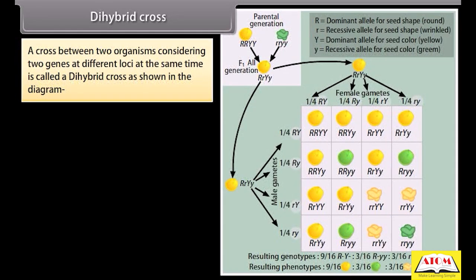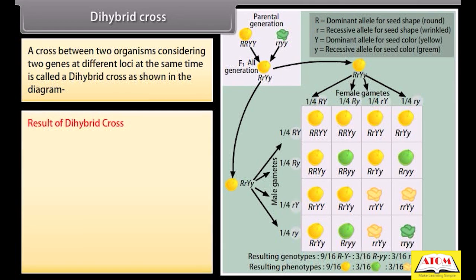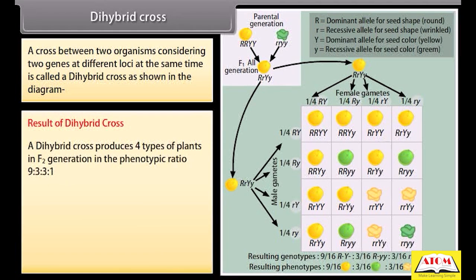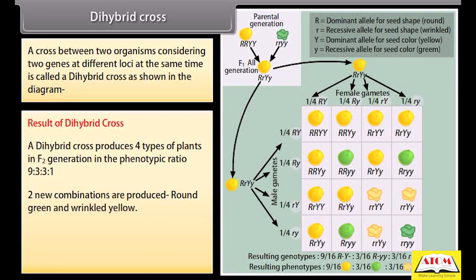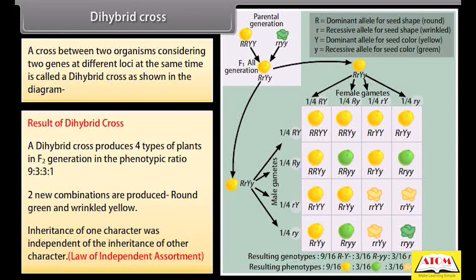Dihybrid cross. A cross between two organisms considering two genes at different loci at the same time is called a dihybrid cross as shown in the diagram. Result of dihybrid cross. A dihybrid cross produces 4 types of plants in F2 generation in the phenotypic ratio 9:3:3:1. 2 new combinations are produced, round green and wrinkled yellow. Inheritance of one character was independent of the inheritance of other character.